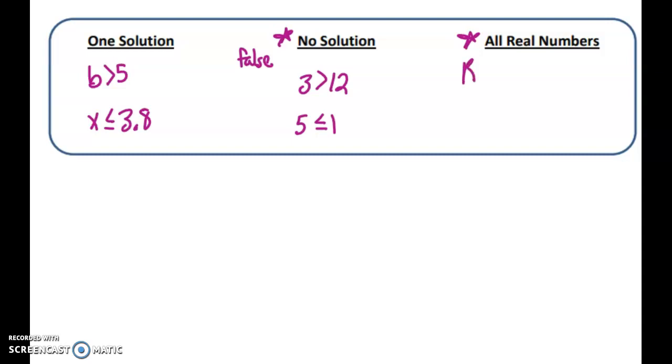All real numbers, keep in mind, is that symbol with the double legs on the R, and that's when it's true. So like 3 is smaller than 12. That's true. Or 5 is less than or equal to 5. That's true because although it's not smaller, it is equal. All right, and we will work on this a little more in class.